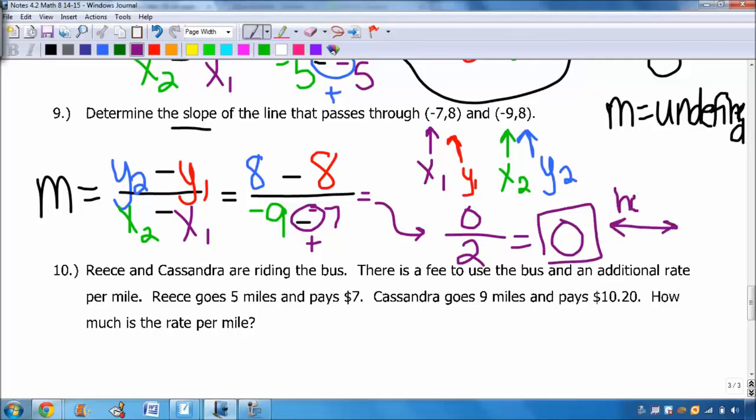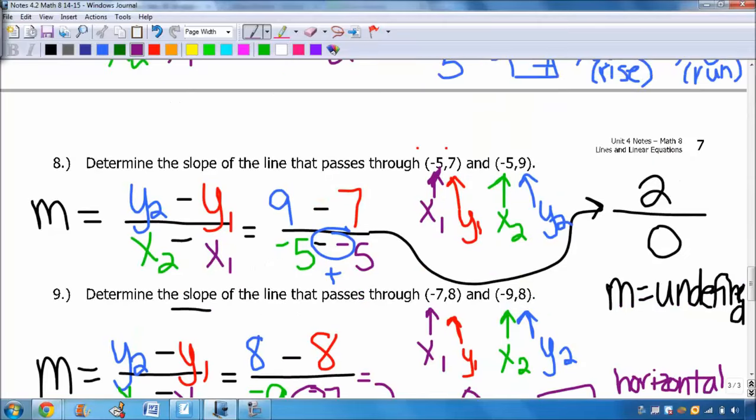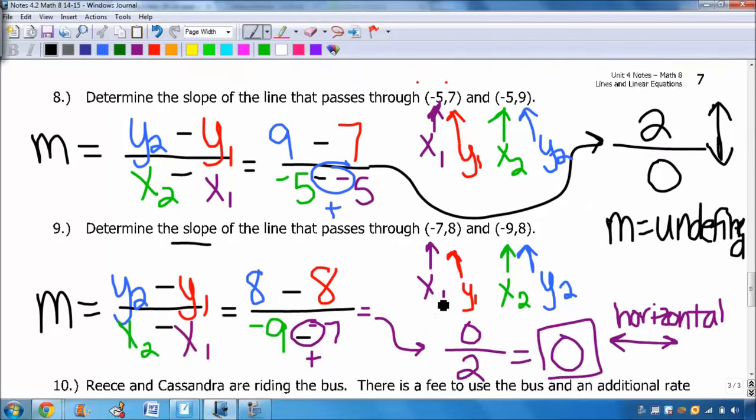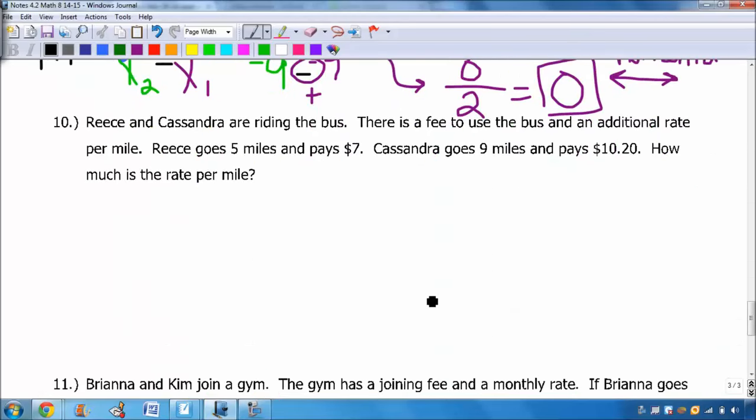So your slope of this line is 0, which means that this is going to be a horizontal line, okay? Because every horizontal line has a slope of 0. And number 8 is going to be a vertical line because every vertical line has an undefined slope. Remember, you can't walk on a vertical line. It's impossible, okay?